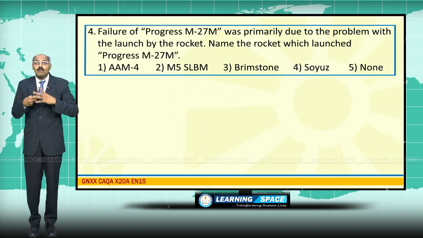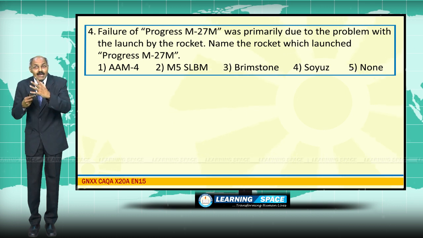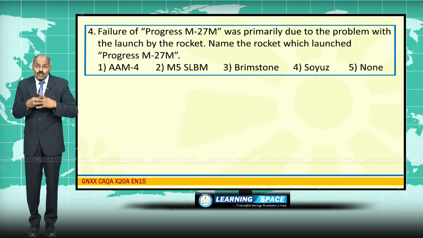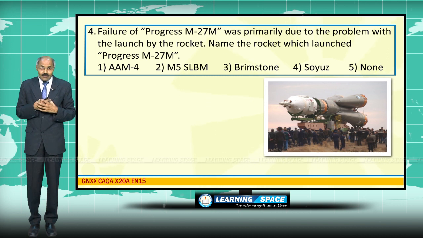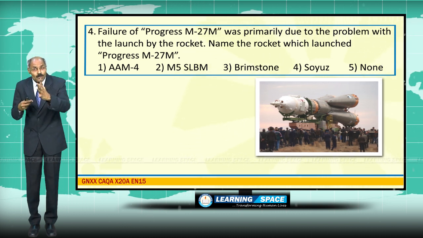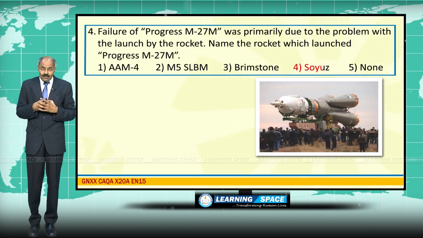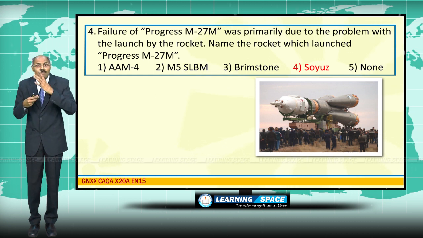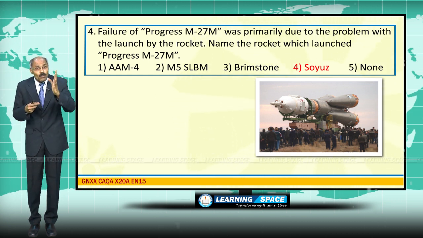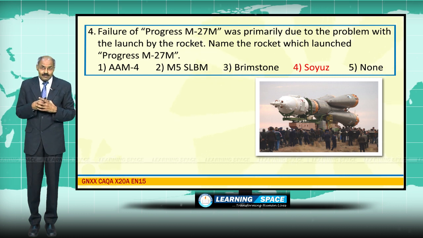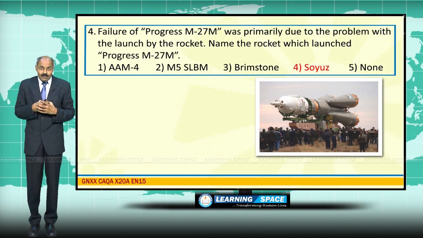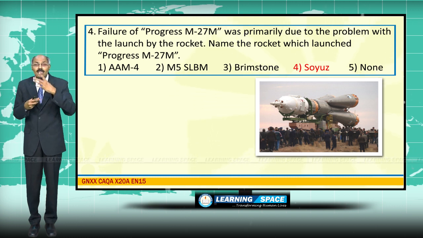Failure of Progress M27M was primarily due to the problem with the launch by the rocket. Name the rocket which launched Progress M27M. The name of the rocket is Soyuz. There was some problem with the rocket Soyuz, and this Progress M27M was carrying 3 tons of food, oxygen and other utilities required for the people staying in International Space Station.